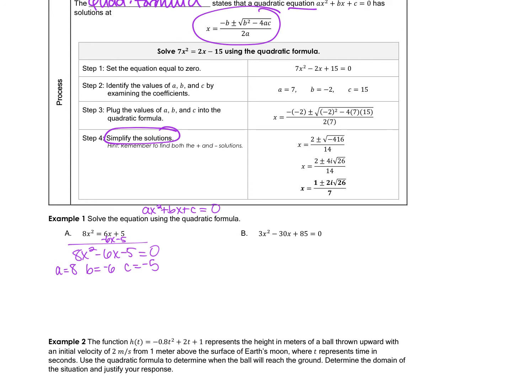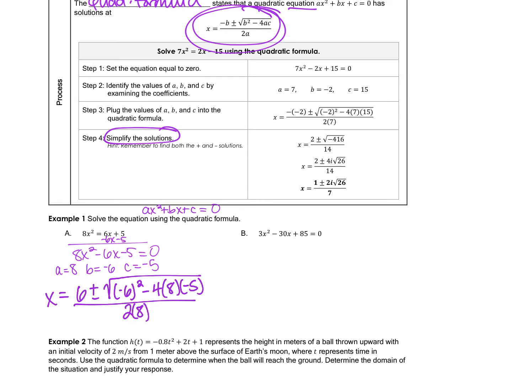Okay, so I'm going to plug in. So x equals, here's your formula up at the top. Negative b is in the formula. B is already -6, so it makes it +6, plus or minus the square root of b squared, so -6 squared, minus 4 times a, which is 8, times c, which is -5, divided by 2 times a, so 2 times 8.